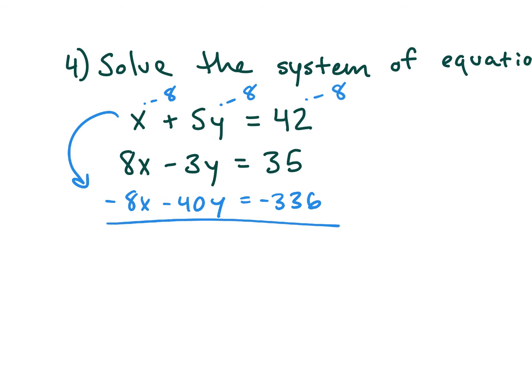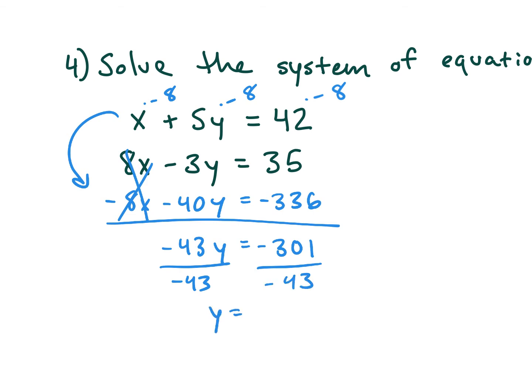Then we combine our 2 equations so the x's cancel. Negative 43y is equal to negative 301. Divide by negative 43. Get 7. Amazing. So y is 7. How do I find x?